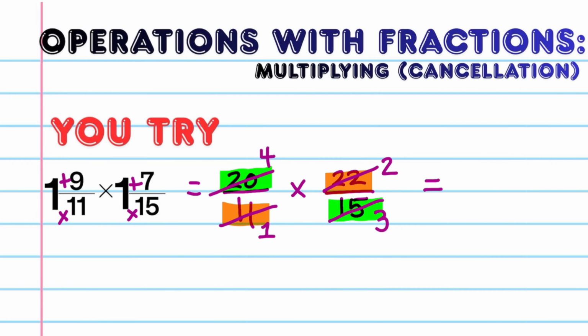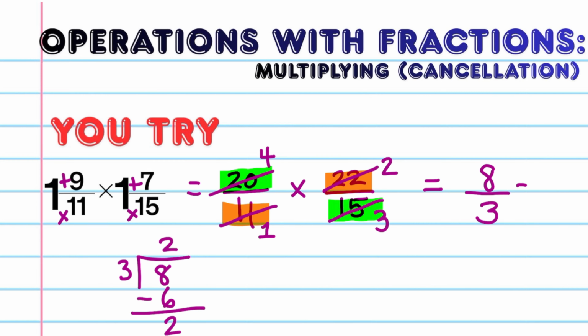I'm multiplying straight across. 4 times 2 is 8. 1 times 3 is 3. Now we can't leave our answer as an improper fraction, so we need to convert it back to a mixed number. So I am going to divide 3 into 8. 3 goes into 8 2 times. 3 times 2 is 6. And we have a remainder of 2. So 2 and 2/3 is my answer.